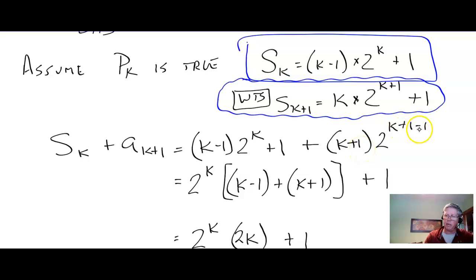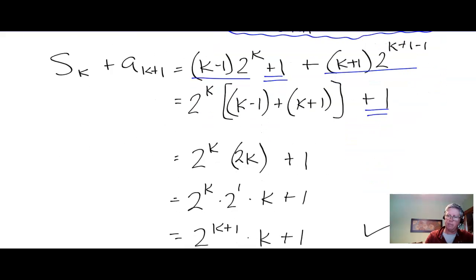This 2 to the k plus 1 minus 1 obviously is 2 to the k. I've got a 2 to the k here, so I'm going to factor it out of this term and this term. This is just going to stay by itself on the outside. So I've got my 2 to the k, and it leaves me k minus 1, k plus 1. The ones cancel out, so k plus k is 2k. 2 times 2 to the k gives me my 2 to the k plus 1. I've got the k, I've got the plus 1, I'm there.